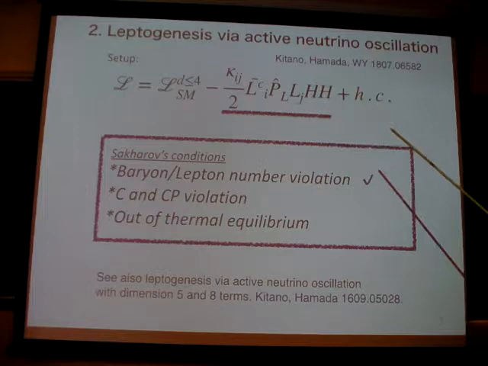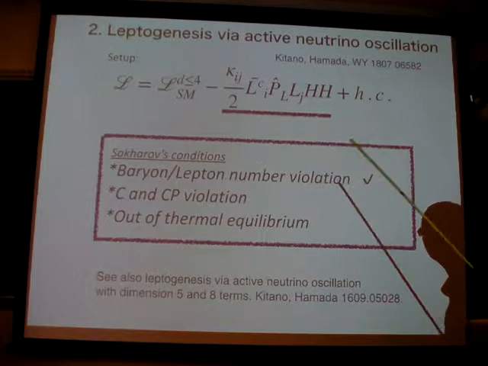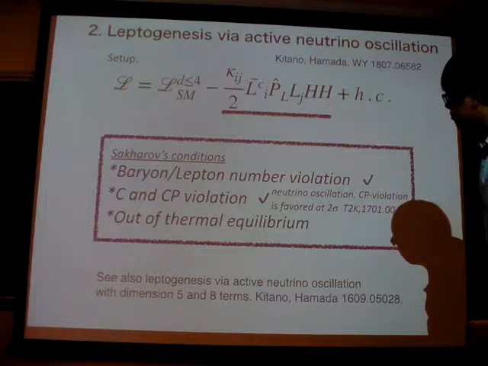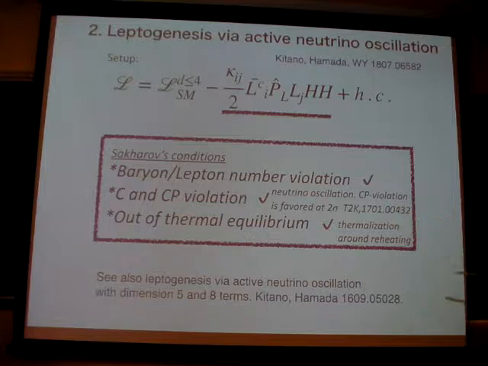The C and the CP violation can also be satisfied because if we introduce this term, neutrinos can oscillate. And it is known that during neutrino oscillation, there can be CP violation. In fact, CP violation is favored at more than 2 sigma level, which is reported by the T2K collaboration. So if we consider neutrino oscillation, C and the CP violation may be realized. And the question is the last condition. In fact, we will consider thermalization around the reheating era. This is a little bit non-trivial, so let's talk in detail about the thermalization process.